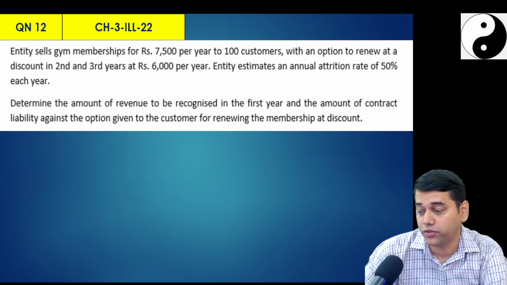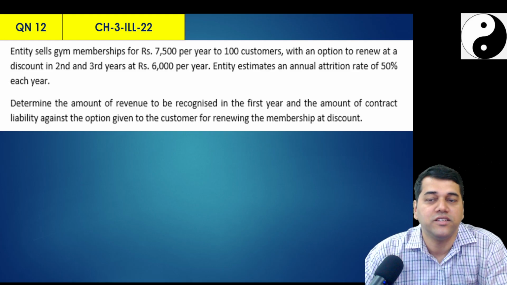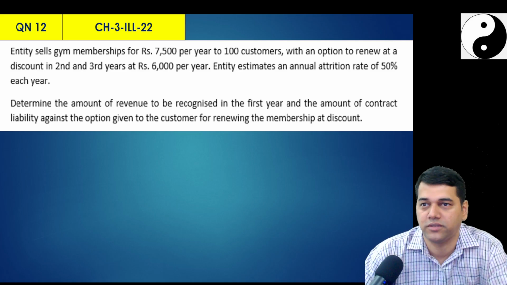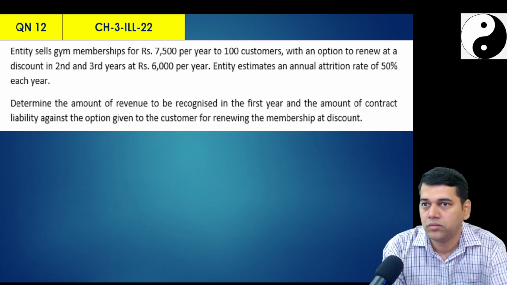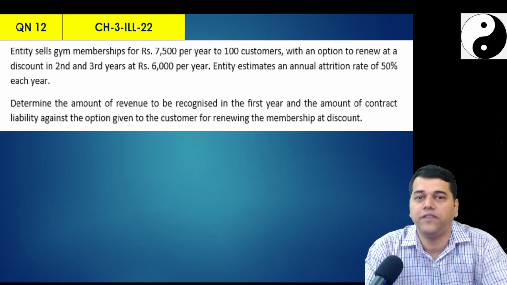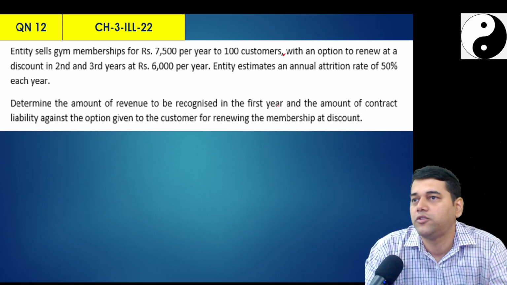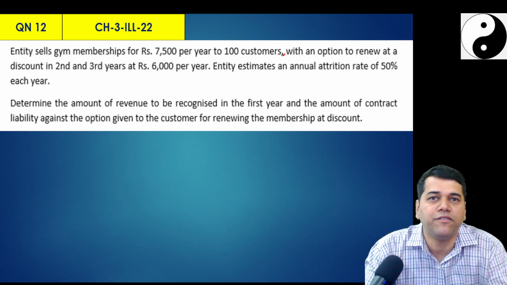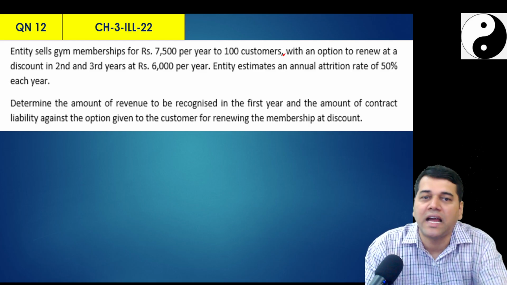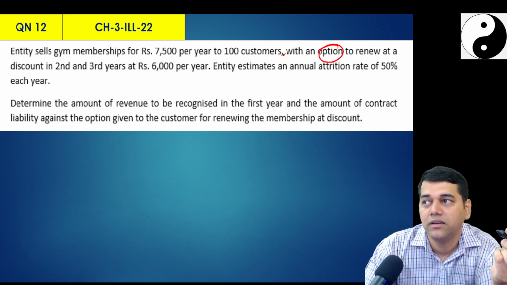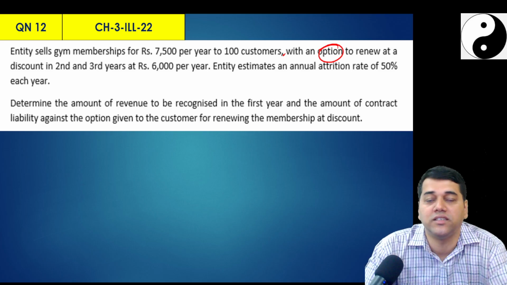A very nice, beautiful question, which is sitting in your illustration. Entity sells gym membership for rupees 7,500 per year to 100 customers. Right now I have sold to 100 customers at 7,500. If it was a full stop, you would have passed bank account debit to revenue, how much? 7,50,000 rupees. But something happened: they gave an option of renewal with a discount in the second year and third year.